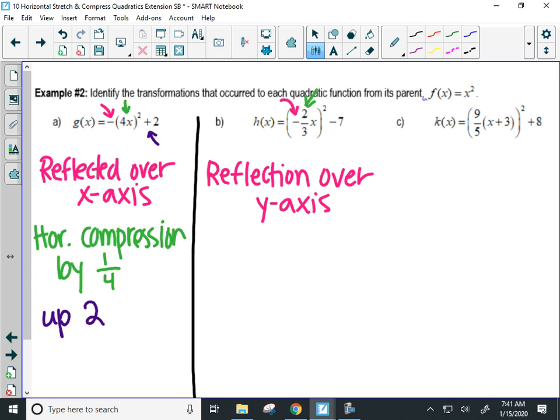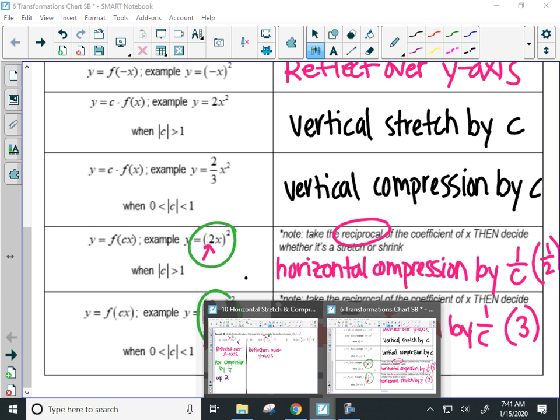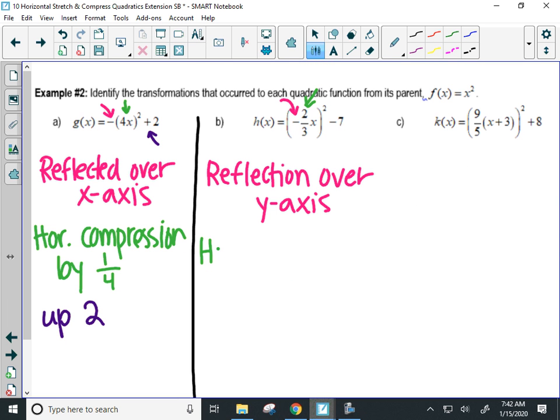Now again, when I look at my transformation chart here, when the number inside the parentheses is less than 1, between 0 and 1, like 2/3, it's a horizontal stretch, and you stretch by the reciprocal of that number. So here I have a horizontal stretch by the reciprocal of 2/3, which is 3/2, or 1.5. So this graph is going to get 1.5 times as large. And then on the end, I have a -7, which means your graph goes down 7.